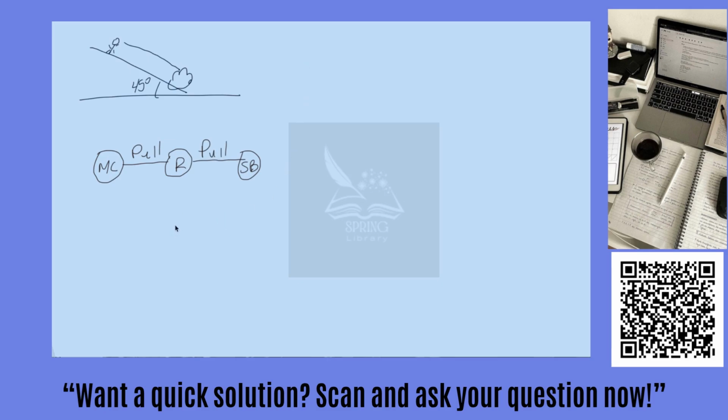You have the surface down here. So here's our surface. Here's the earth. The mountain climber is dealing with the surface. The rope is not dealing with the surface, but the supply bag is dealing with the surface. These have normal forces and they have frictional forces. So normal force and frictional force.